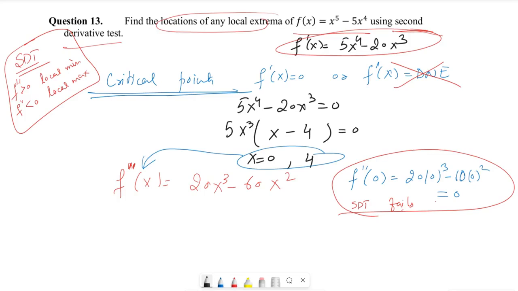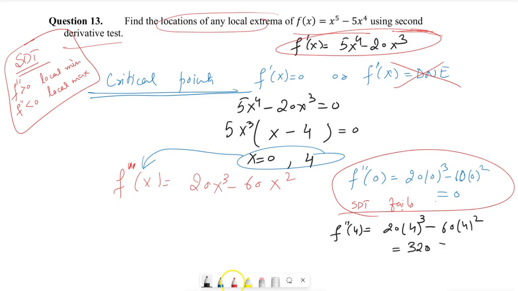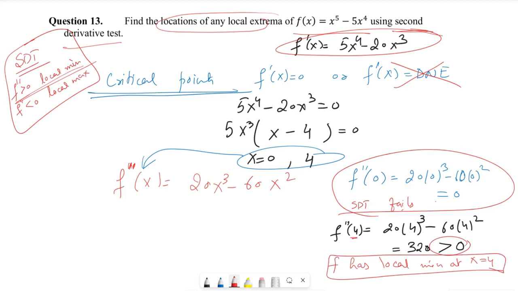Okay. Let's find the second derivative at 4. 20 times 4 cubed minus 60 times 4 squared. That you can put in the calculator. I'm getting 320, which is positive. We said if the second derivative is positive, we have a local minimum. This is coming positive. So f has a local minimum at x is equal to 4. That is the location of the local minimum, 4.